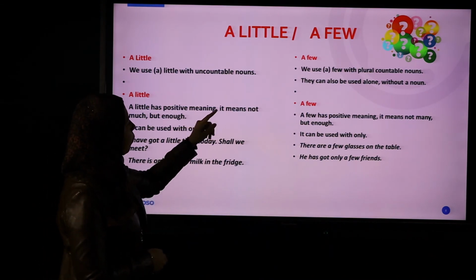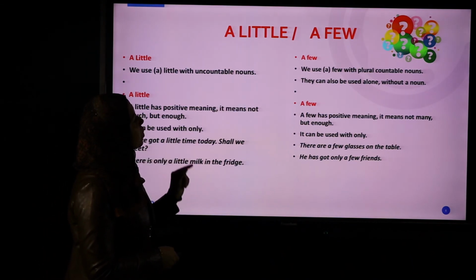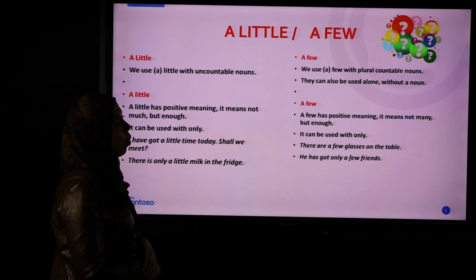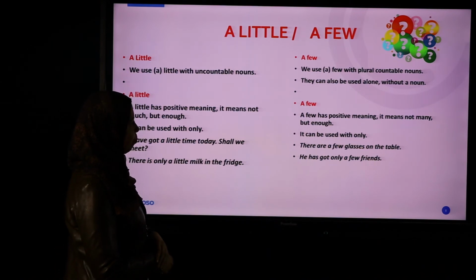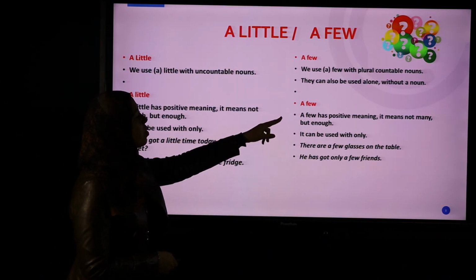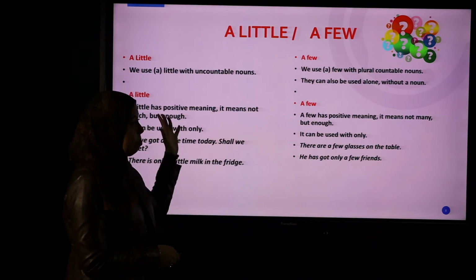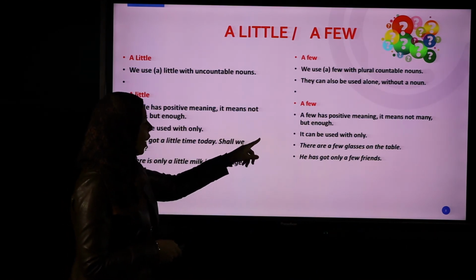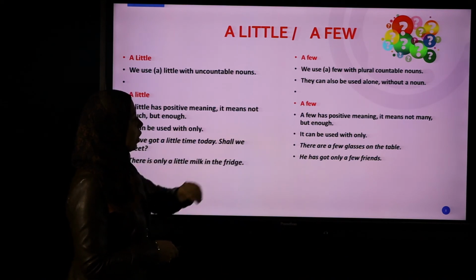Let's go to a few. We use a few with plural countable nouns. They can also be used alone, without a noun. A few has a positive meaning. It means not many, but enough. It can be used with only.